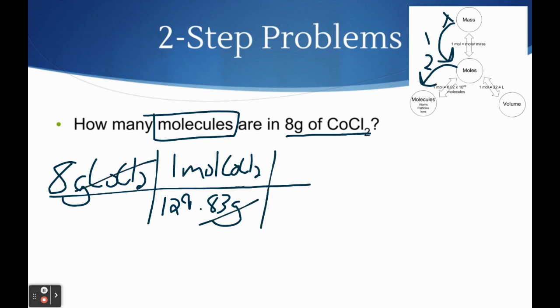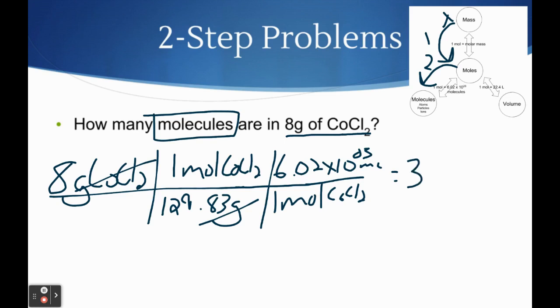So grams cancels out. We get to moles. Now we need to convert to molecules. So 1 mole of COCl2 on the bottom to 6.02 times 10 to the 23rd molecules. So 8 times 1 times 6.02 times 10 to the 23rd divided by 129.83 times 1. So when you put that in your calculator, you should get 3.71 times 10 to the 22nd molecules of COCl2.